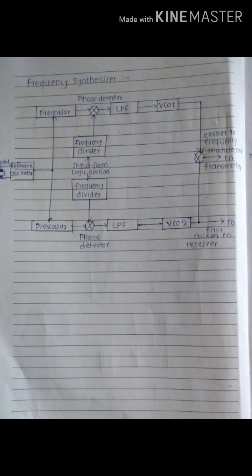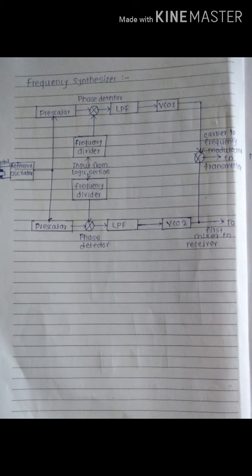The prescaler produces high and low frequencies, which depend upon the frequency level of the PLL. Next is the prescaler. The prescaler produces high and low frequencies which are useful for the PLL circuit.